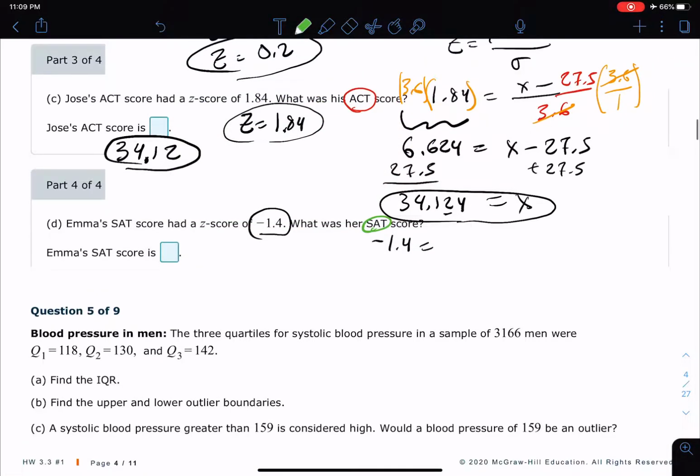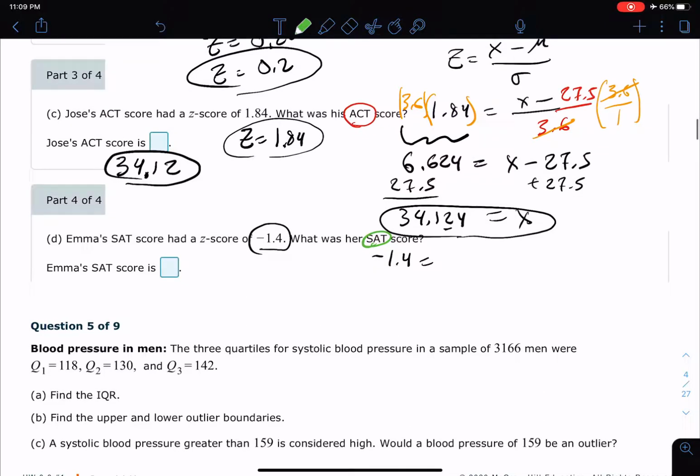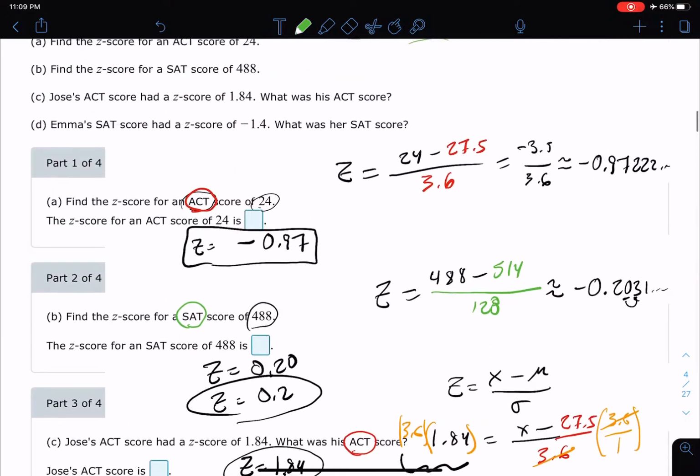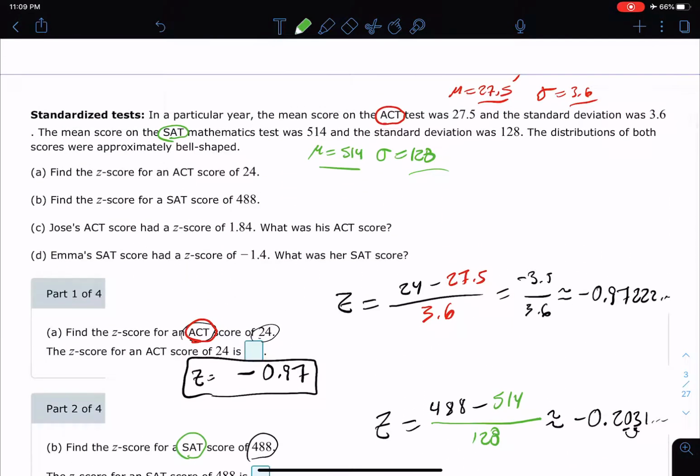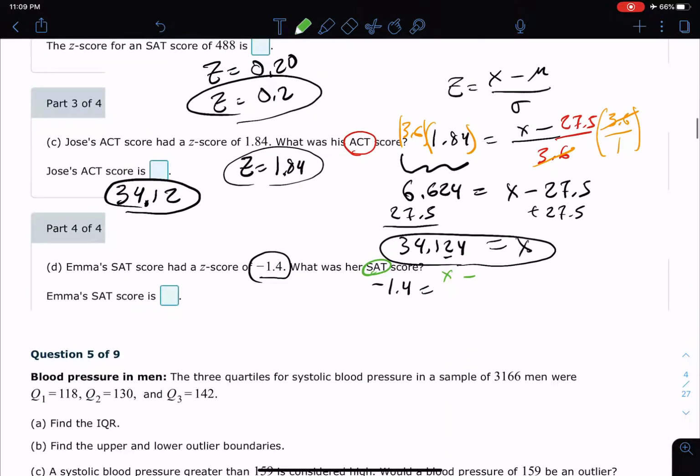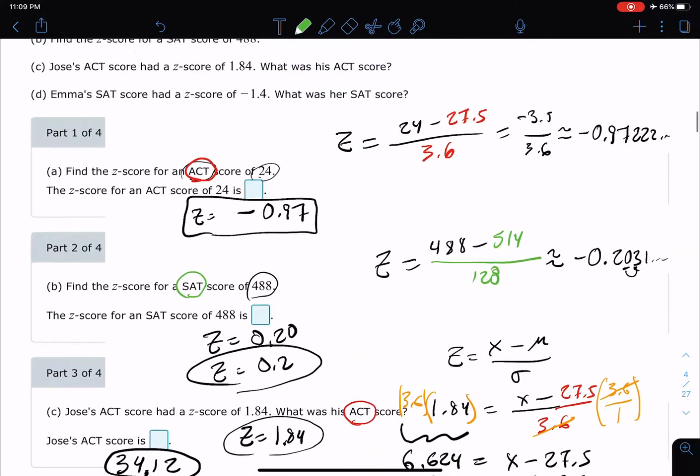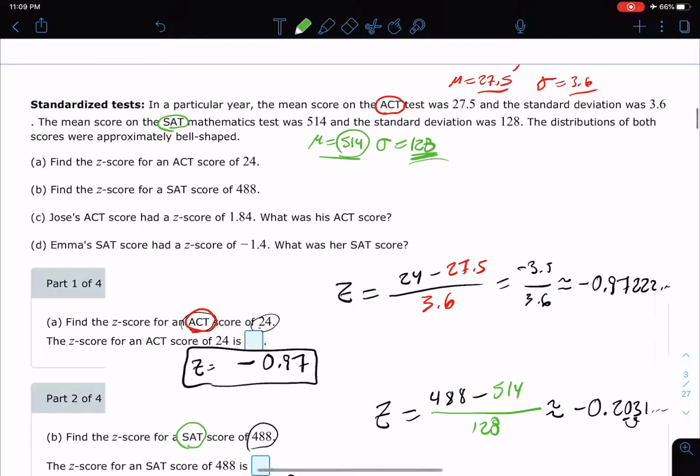The SAT, of course, there's an x value minus what is the mu, or the mean for the SAT. It is 514. Gets divided by the standard deviation, and the standard deviation is 128. Better double check. It's already out of my head. Standard deviation is 128. There it is.